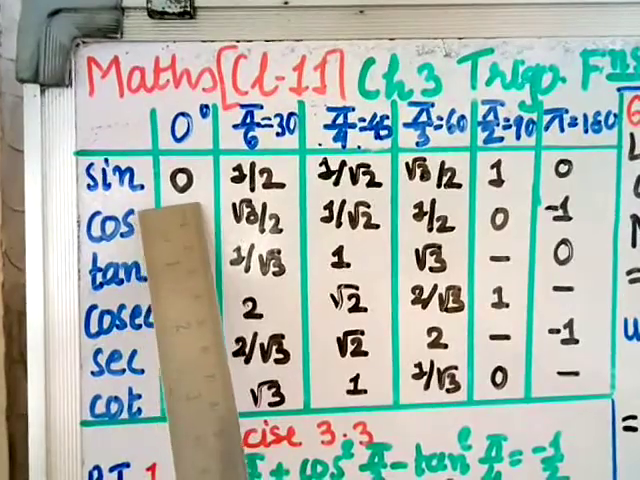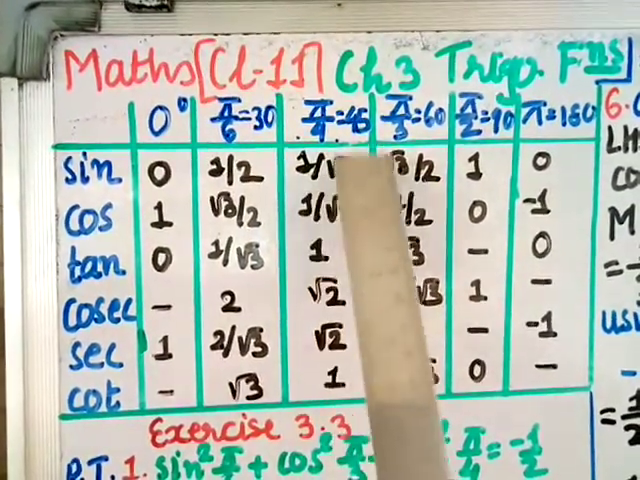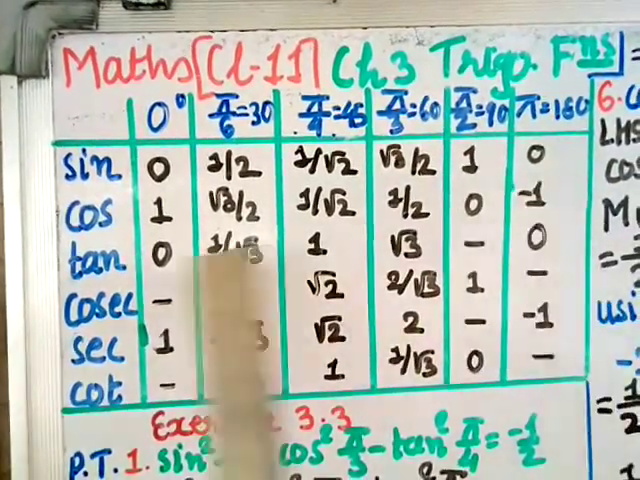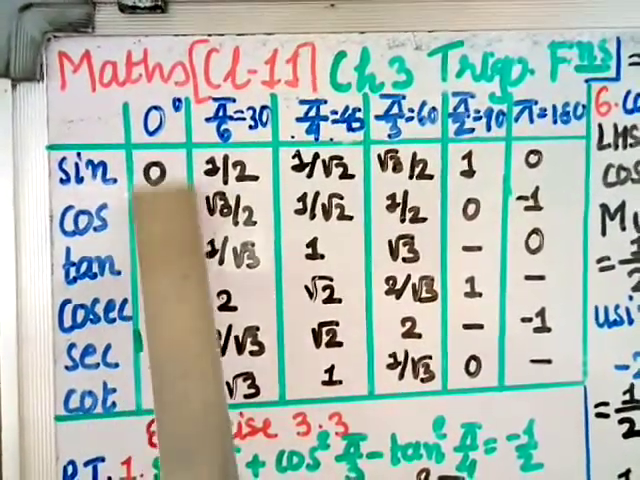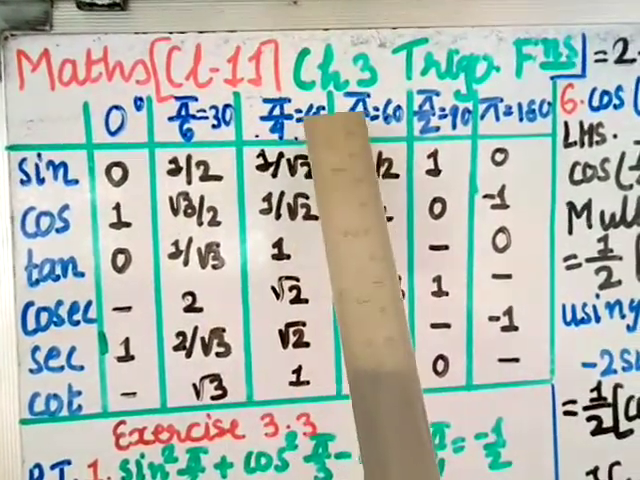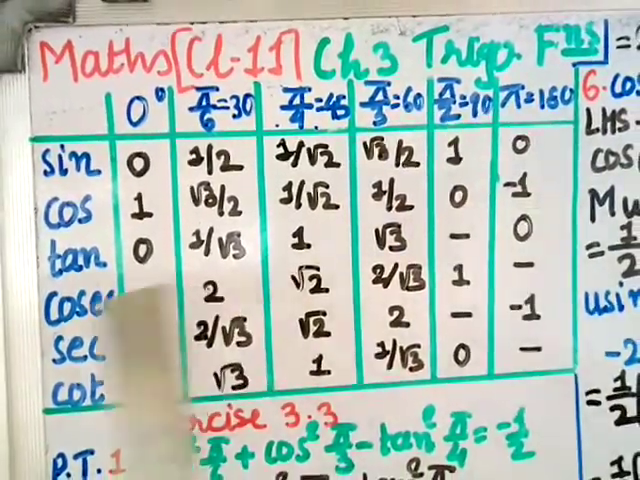Sin 0 degrees is 0, pi by 6 is 1 by 2, pi by 4 is 1 by root 2, pi by 3 is root 3 by 2, pi by 2 is 1, and pi is 0. Cos 0 degrees is 1, pi by 6 is root 3 by 2, pi by 4 is 1 by root 2, pi by 3 is 1 by 2, pi by 2 is 0, and pi is minus 1.